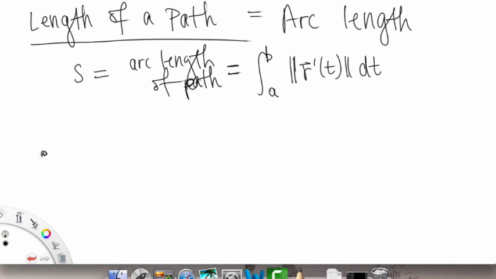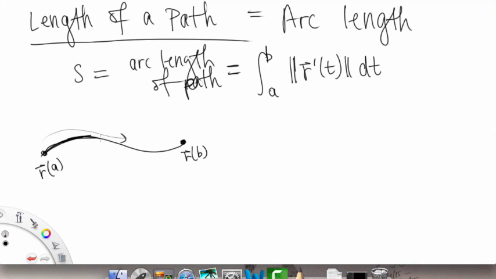Let's say we have some curve. It looks like this. Here's r of a, so this is where it starts, and then here's our r of b. The curve might only go one direction, all the way to the right, and then stop there, in which case it would be the arc length of the curve as well. But for a path, it can go backwards.